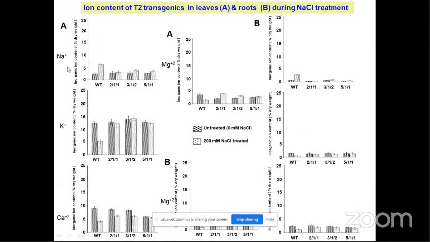Then we measured the sodium and potassium level, because the Na+/K+ ratio, or rather the K+/Na+ ratio, is very important. If a plant is tolerant, then obviously the sodium level will be lesser, because sodium is a toxic ion. So the potassium level will be higher in this case. So those kinds of analyses were done.